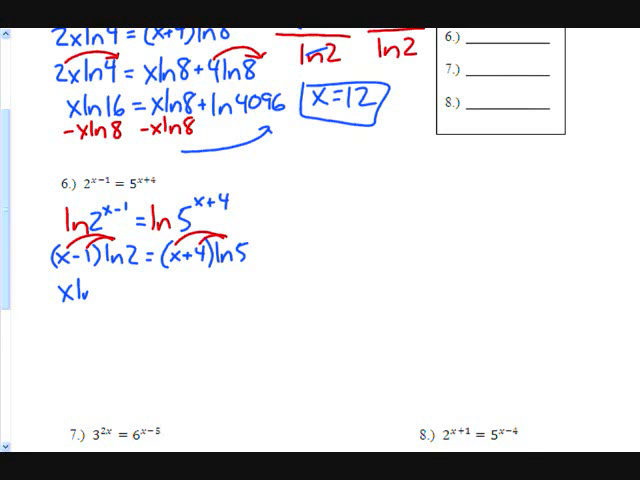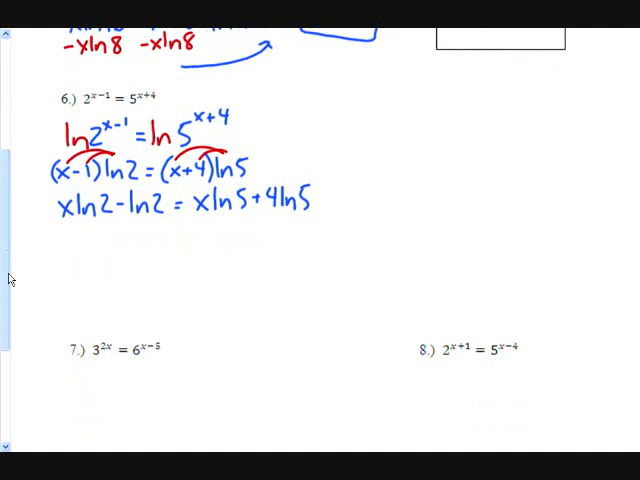So that's going to be x natural log of 2 minus the natural log of 2 equals x natural log of 5 plus 4 natural log of 5. And now from here, I can do a couple different things. I'm going to start off by getting my x values to the same side by subtracting the x natural log of 5 from each side.